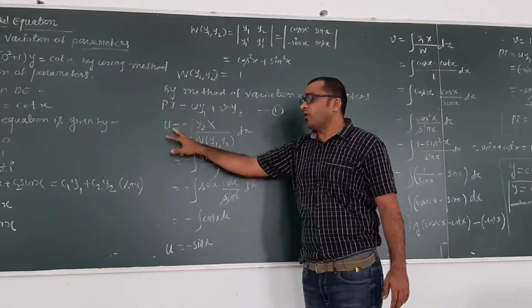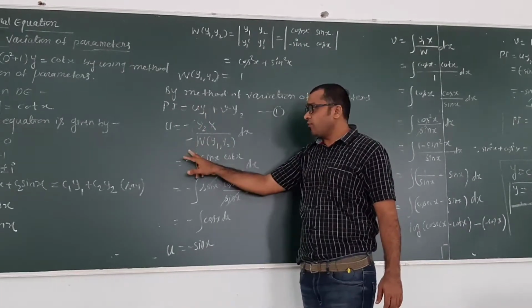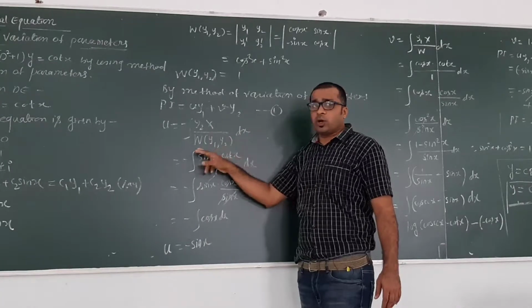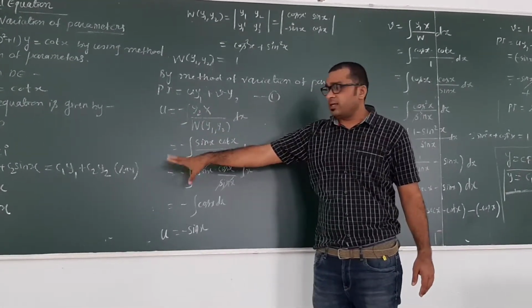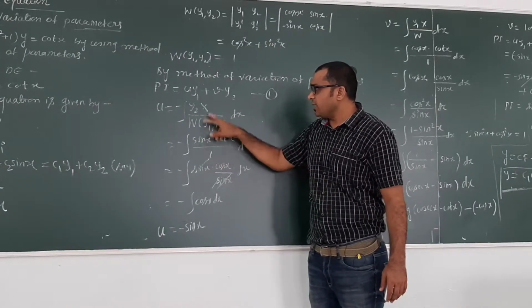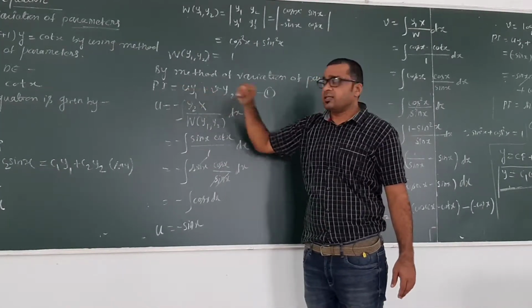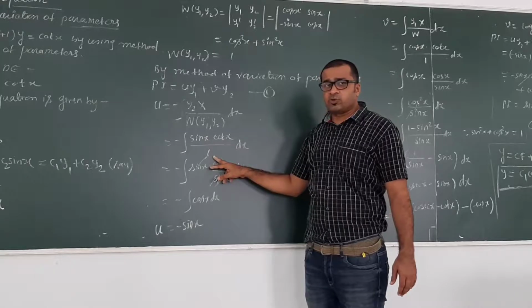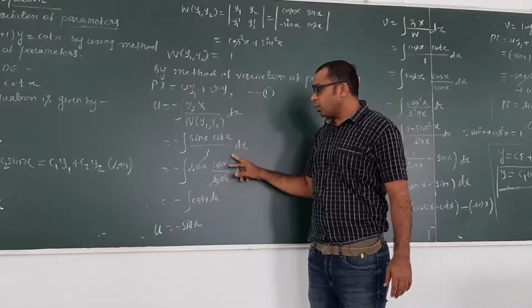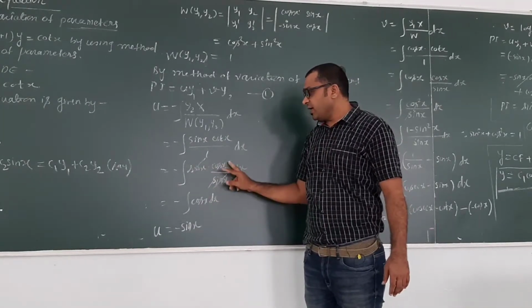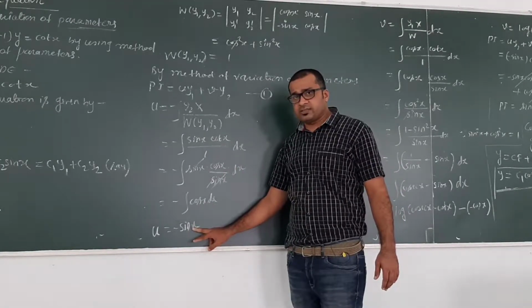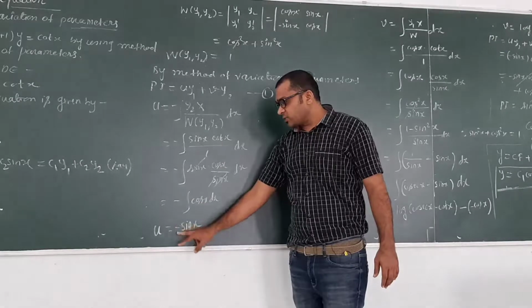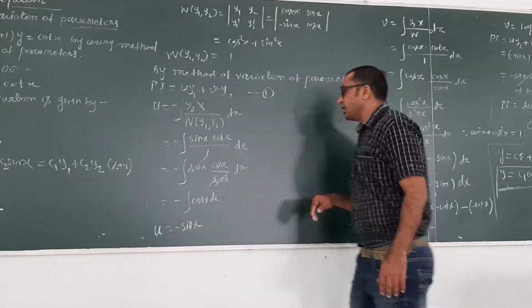So u has the formula minus integration of y2 X upon Wronskian into dx. y2 is already listed there, it is sin x, and X is the RHS part, that is cot x, and the Wronskian is 1. Cot we know very well is cos by sin, and sin gets cancelled. Integration of cos is left, and the integration of cos is sin x. The minus is already there, so u equals minus sin x.